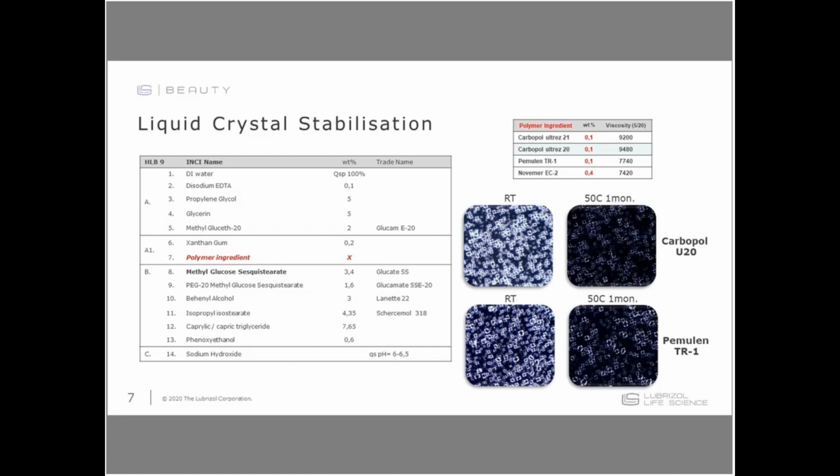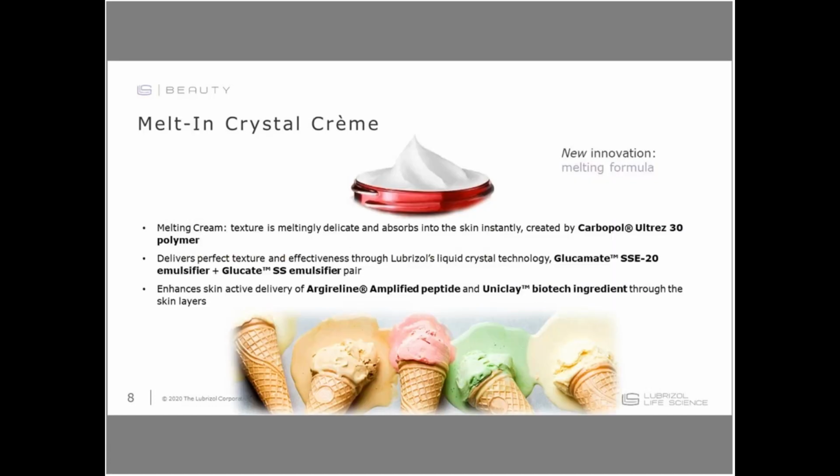So speaking of the ingredients, we need to formulate a product. So this is a new formula called Melt-in Crystal Cream. Using the liquid crystal knowledge that we just heard, we can formulate an interesting texture like a melting ice cream formula. And consumers often look for innovative texture, and what better way to create that than with a melting ice cream formula? So many of us have a sweet tooth and tummy space for dessert.